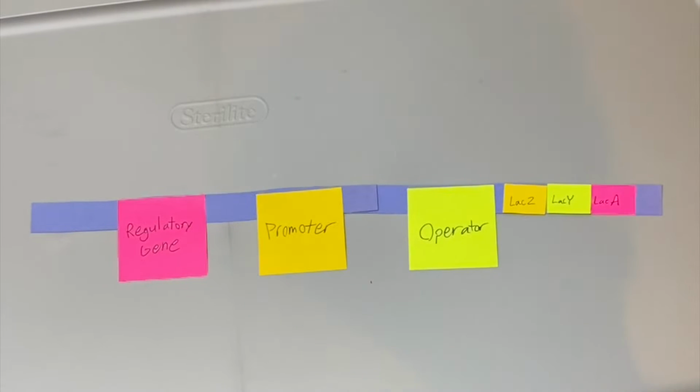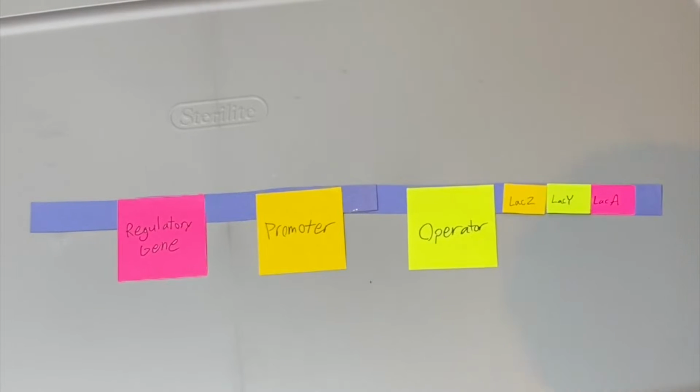What's up, guys? Today we're going to be talking about operons, or more specifically, the Lac Operon. So an operon is essentially a cluster of genes that are transcribed together, and these operons only occur in prokaryotic DNA. So here we have a prokaryotic strand of DNA in our operon setup here.